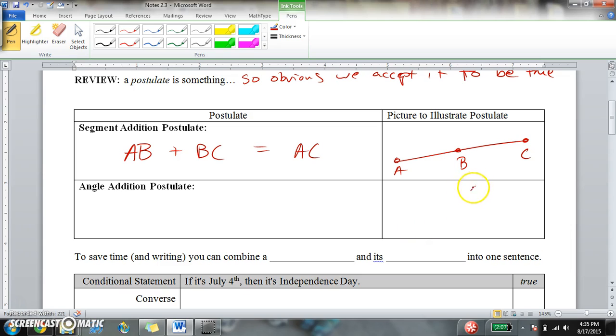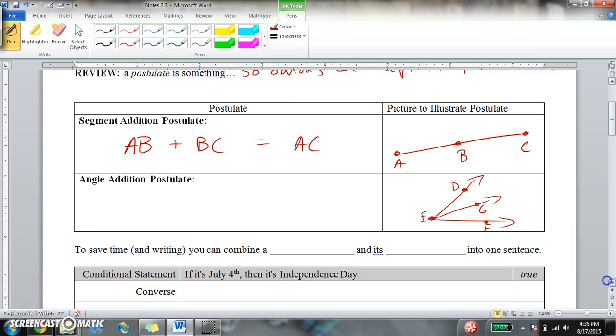Angle addition postulate was similar. If I've got an angle that looks like this, and say this is D, E, F, G, then angle D, E, G plus angle G, E, F would equal the whole angle D, E, F. The two parts equal the whole. Same thing for segment addition postulate and angle addition postulate. Just add the pieces together, the pieces equal the whole.